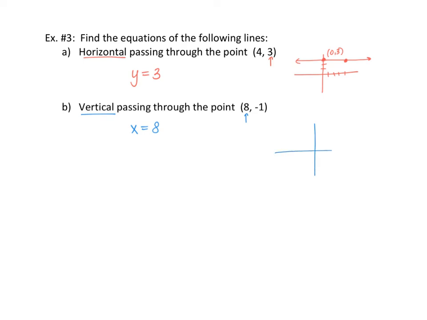Again, if it helps to sketch where that line is, picture the point (8, -1), and then imagine a vertical line going through that point. Notice that it also goes through the point (8, 0), so it goes through our x, or our horizontal axis, at the point (8, 0). So horizontal lines will be y = a number, vertical lines will always be x = a number.